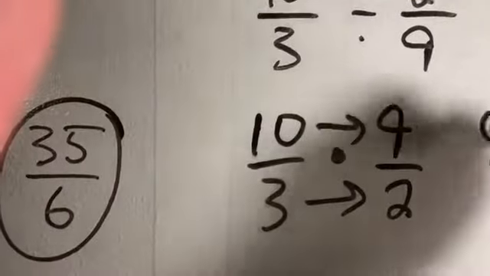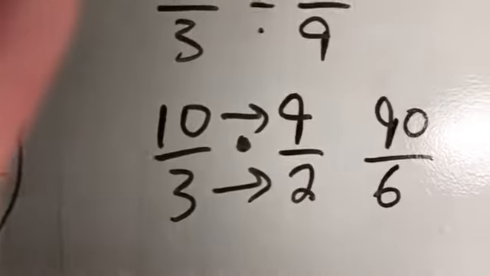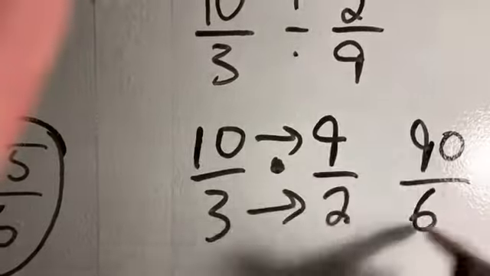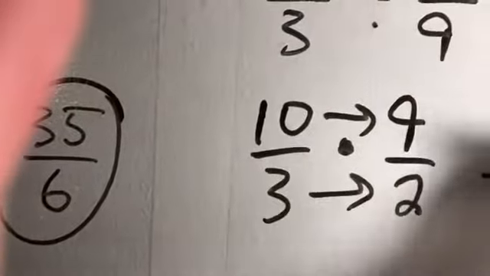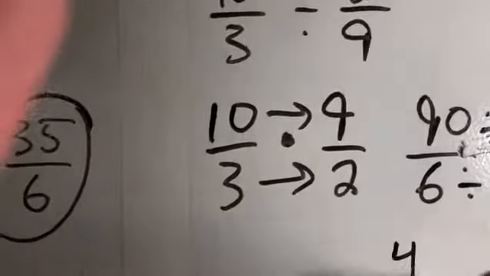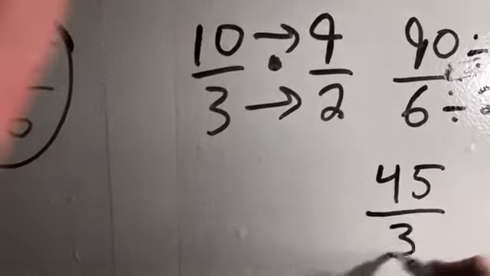10 times 9 is 90. 3 times 2 is 6. I notice both of these are even numbers since this ends with 0 and 6. So I know, as usual, it seems, I can divide by 2. 90 divided by 2 is 45. 6 divided by 2 is 3.